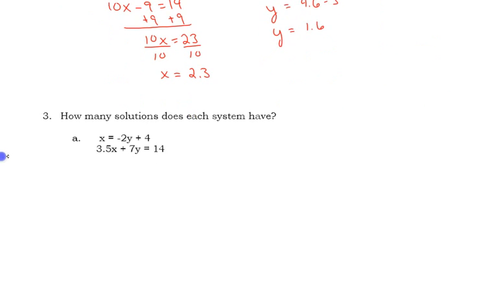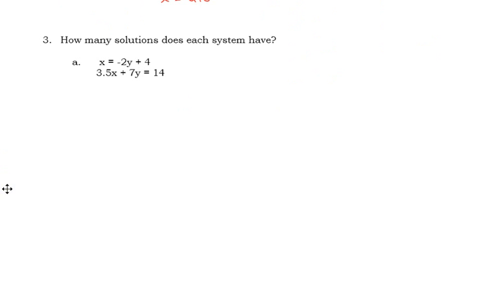Okay, let's take a look at number 3. This time, number 3 asks, how many solutions does each system have? In other words, is there going to be one point of intersection, no points of intersection, remember those are parallel lines, or an infinite number of solutions? Remember, that's when we graph the same line over top of one another. So what we're going to have to do is solve this.